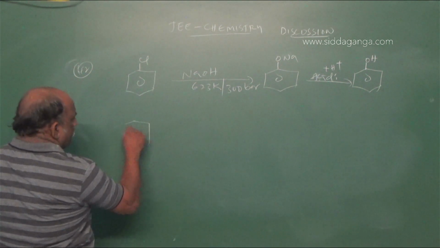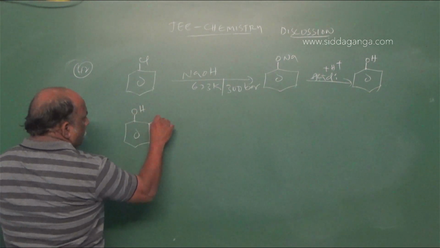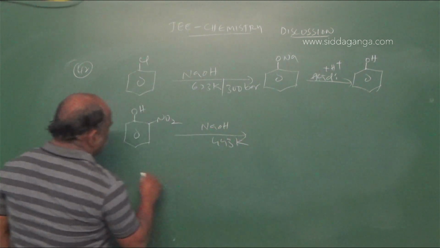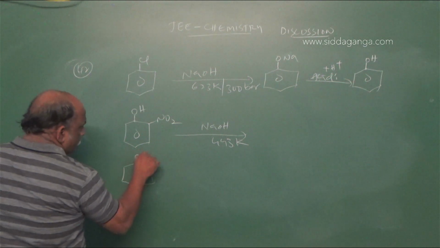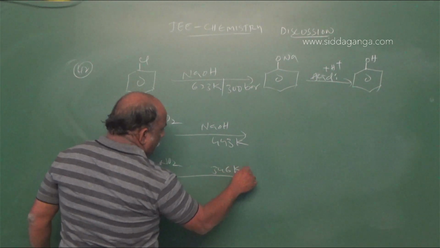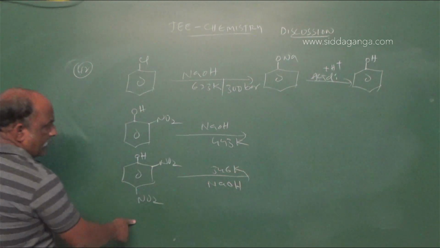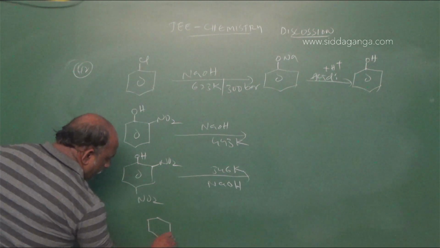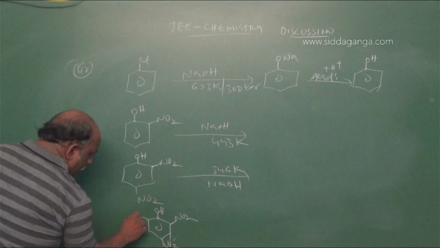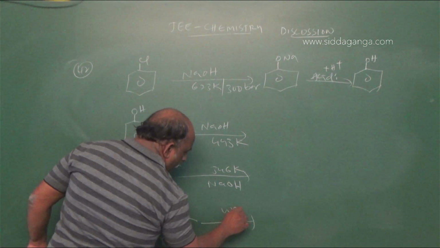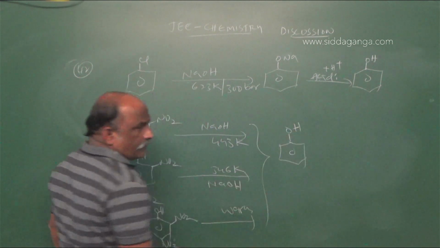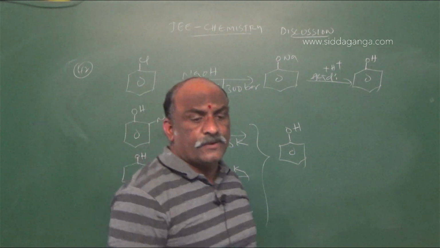Suppose it is the same reaction. If you introduce NO2 here, with NaOH at 443 Kelvin, same reaction. If you introduce NO2 here and here, what is the temperature? 346 Kelvin, same reaction. If you go with 3 NO2 groups, here OH, here NO2, here NO2, here also NO2, you only need to warm. What is the answer? Phenol.